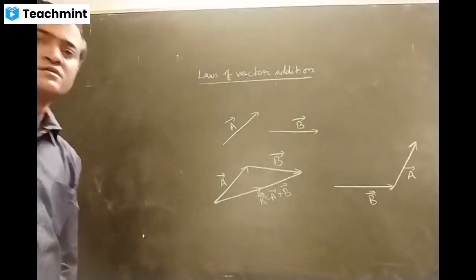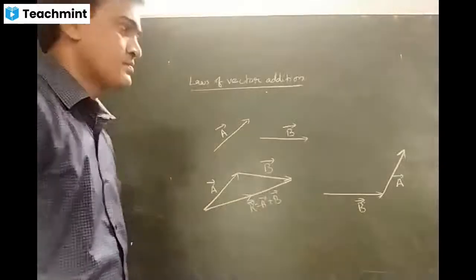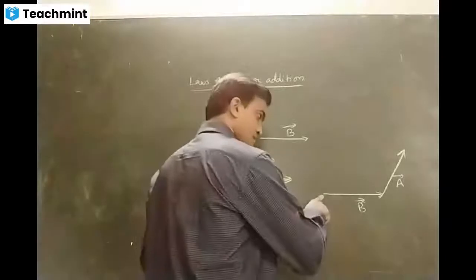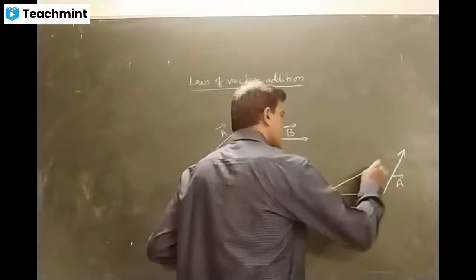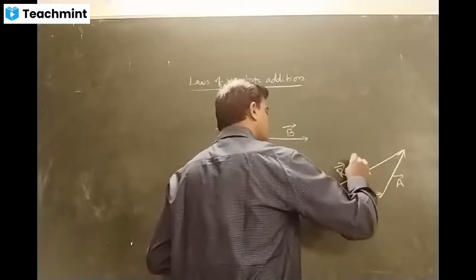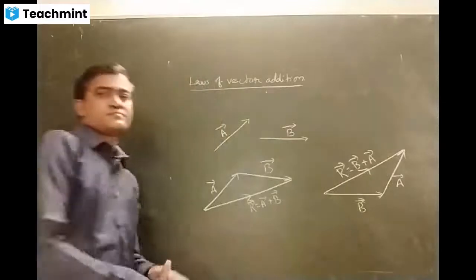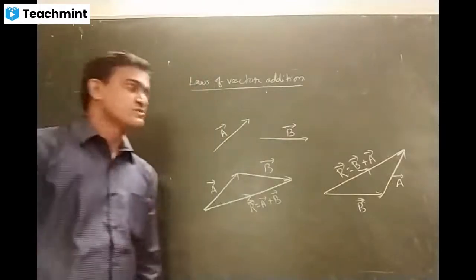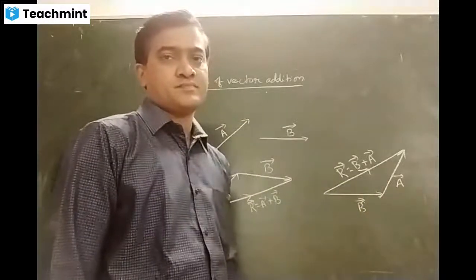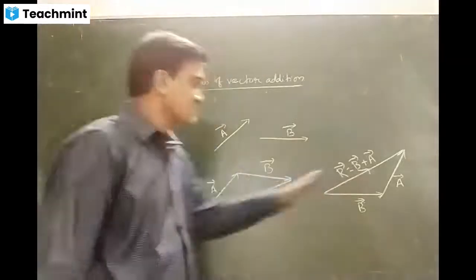What is the resultant? The resultant is from the tail of the first vector, the tail of B bar, to the head of A bar. So this is the resultant. Now here can I write R bar as B bar plus A bar? Yes, sir, B bar plus A bar, because the first vector I have taken is B bar and the second vector I have taken is A bar. Now if you compare these two resultants, how are these two?